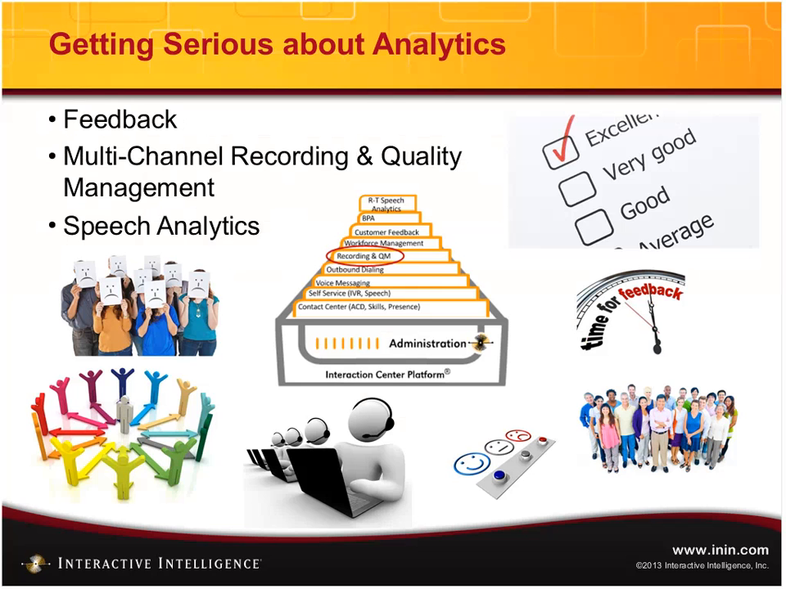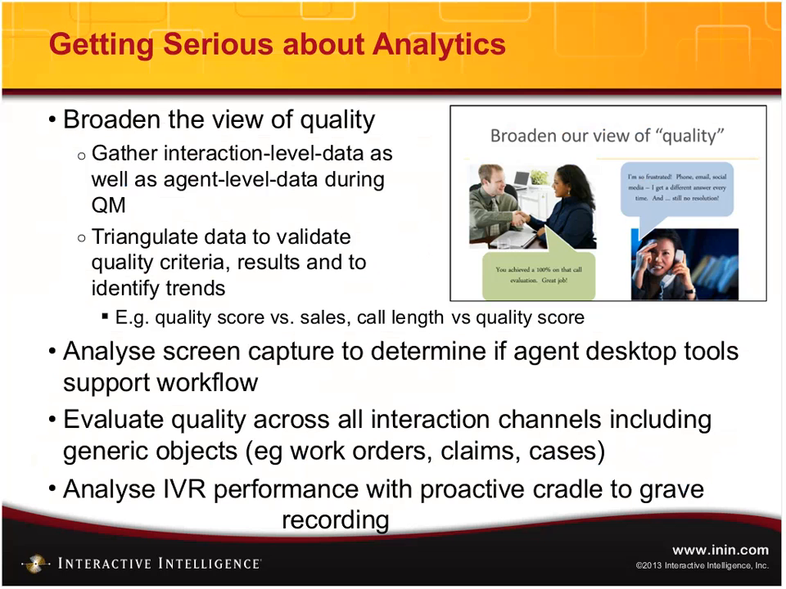But for me, there's actually 4 key points to being serious about analytics, and I think that starts with broadening our view of quality. It's about gathering the interaction level data as well as the agent level data during our quality monitoring and managing. It's about being able to triangulate that data to validate quality criteria and identify trends. So take your information from the contact centre and compare it to sales that have come in that week, that month, that day, and measure things like call length versus quality score.